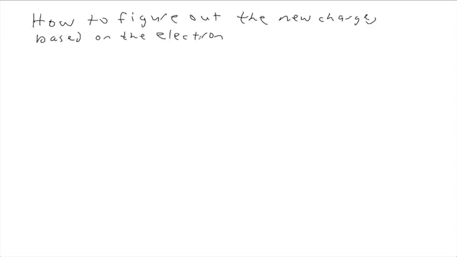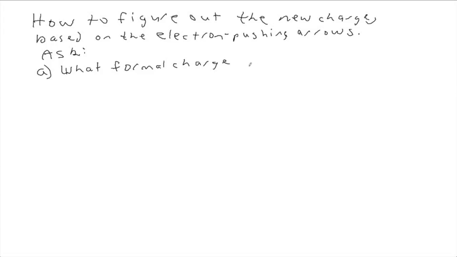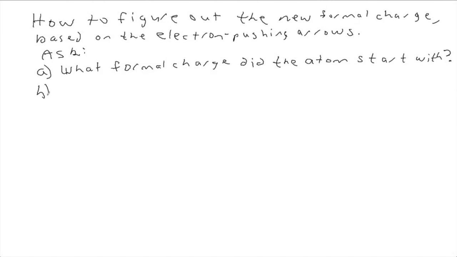Okay, so let's see. We're writing down how to figure out the new charge based on the electron-pushing arrows. You just ask: what formal charge did the atom start with? I should say this is a method for figuring out formal charges. And then you ask, is the atom gaining or losing electrons?